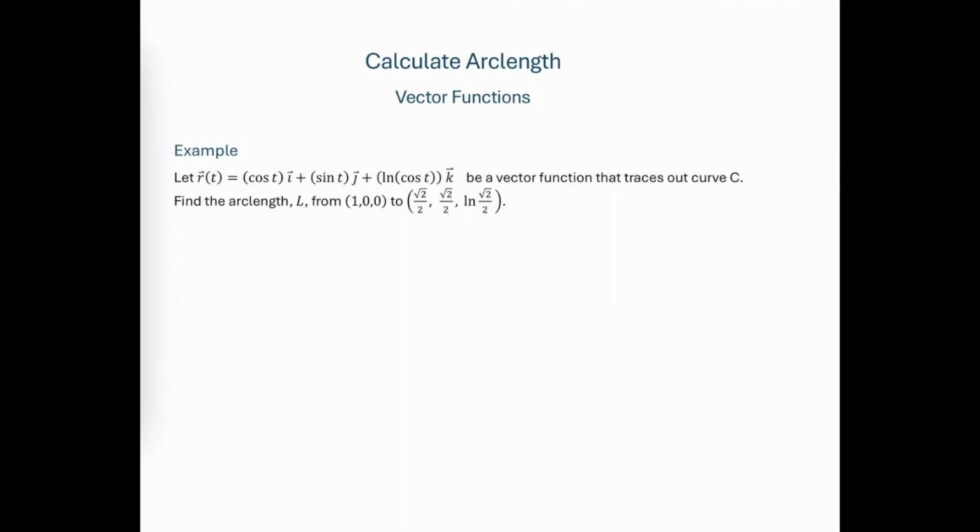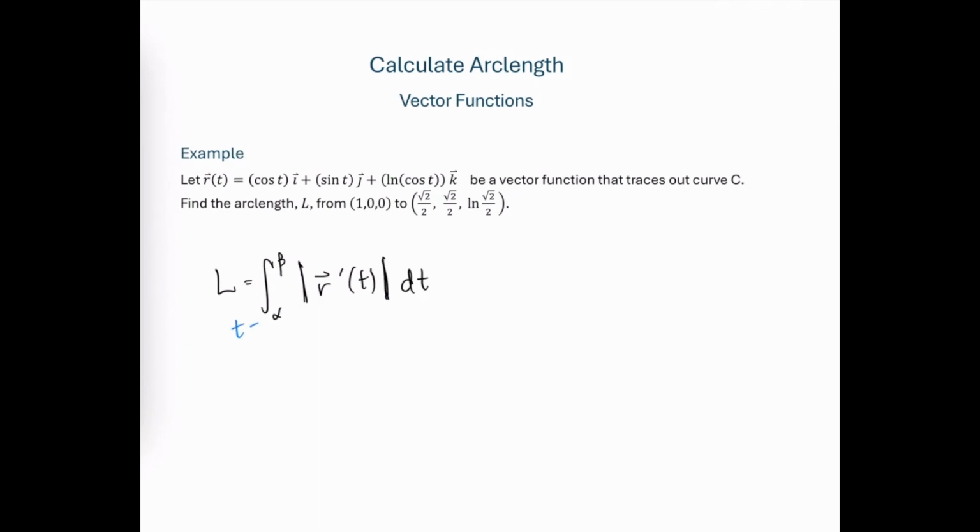This is an example of calculating the arc length of a curve that is traced out by a vector function. So we're given the vector function r of t, and in order to calculate the arc length, we're going to use the arc length formula, which, as a reminder, is the integral from alpha to beta of the magnitude of the derivative vector function integrated with respect to the parameter.